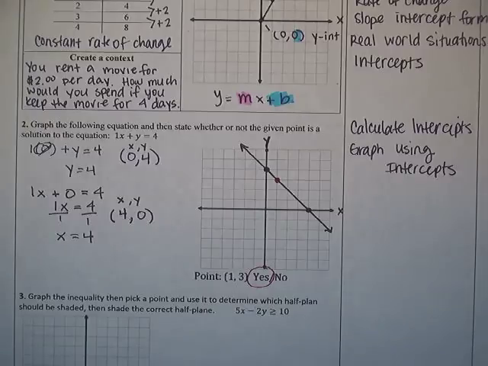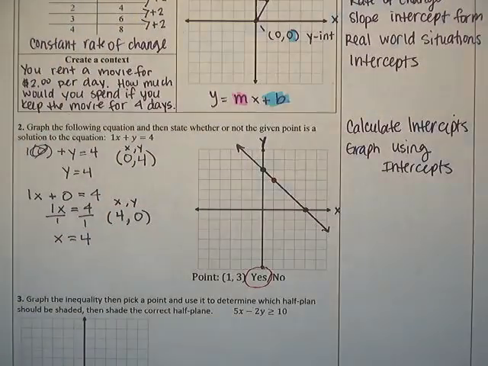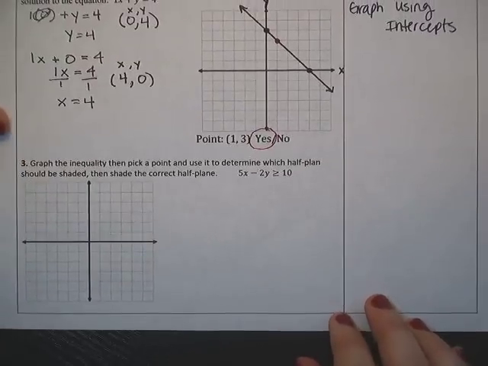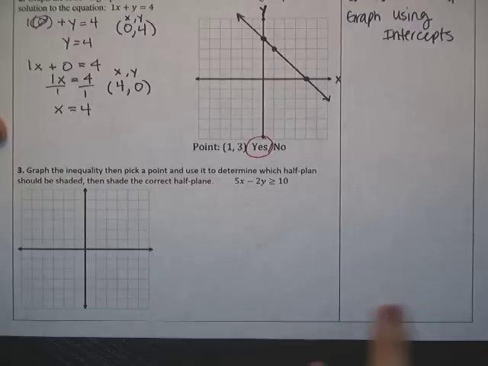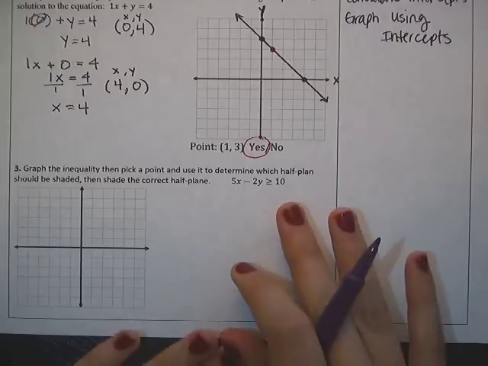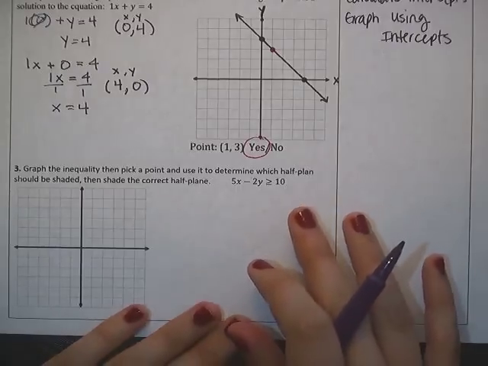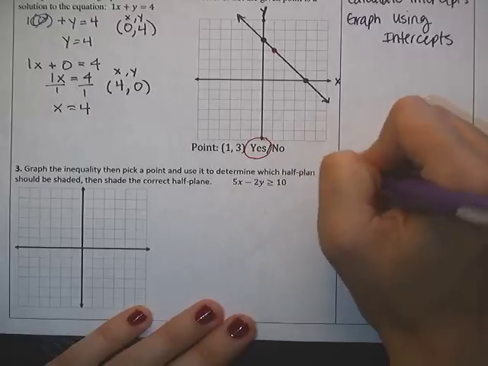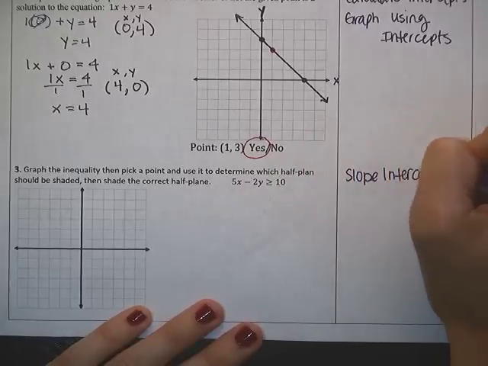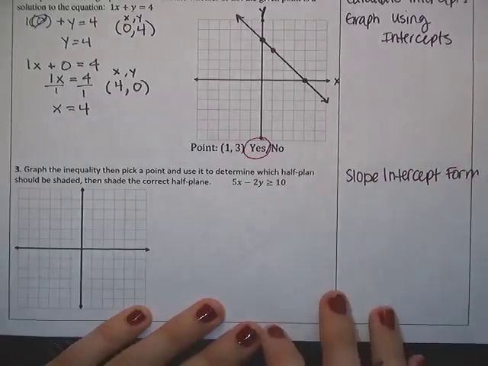All right. Now we're going to move on to our last sample task, which says graph the inequality, then pick a point and use it to determine which half plane should be shaded, then shade the correct half plane. All right. So the first thing we need to do in order to graph this inequality is to write it in slope-intercept form. So we'll go ahead and write that again. This is what we use when graphing inequalities.